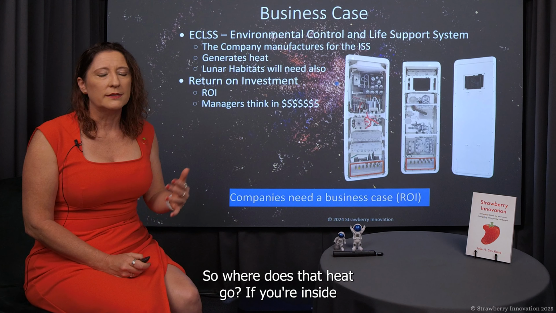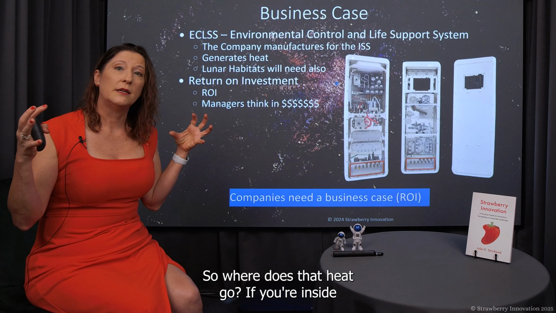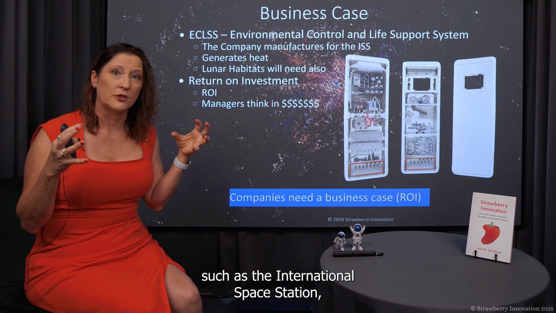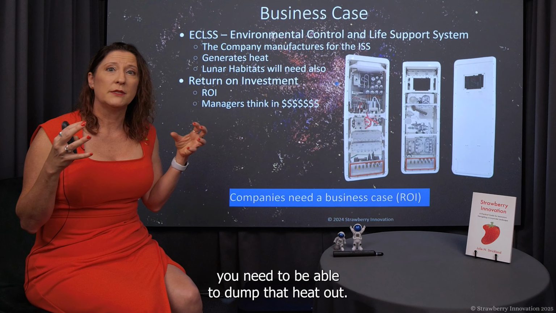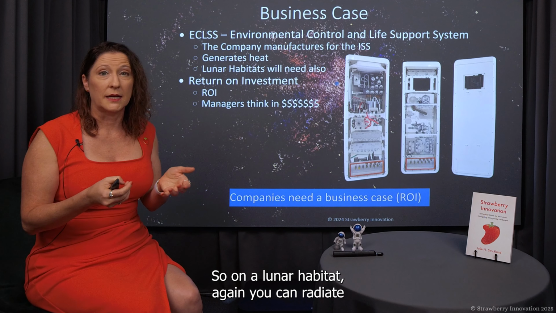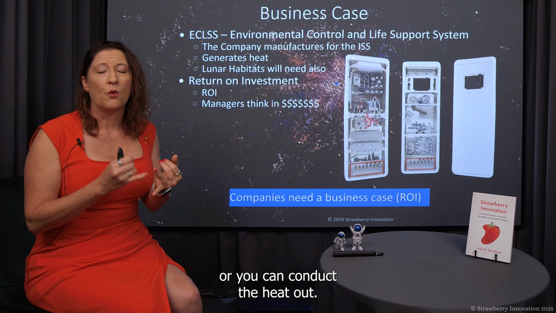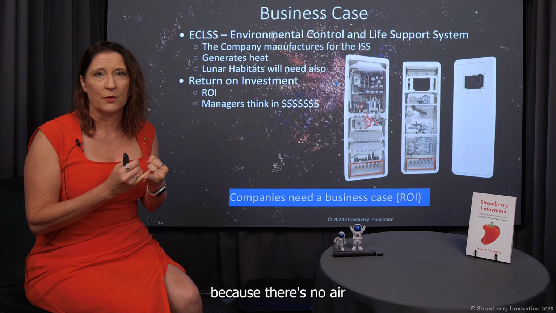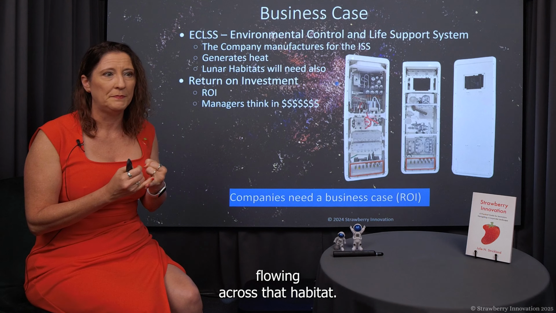So where does that heat go? If you're inside a habitat, a closed system, such as the International Space Station, you need to be able to dump that heat out. Okay? So on a lunar habitat, again, you can radiate or you can conduct the heat out. There's no convection because there's no air flowing across that habitat.